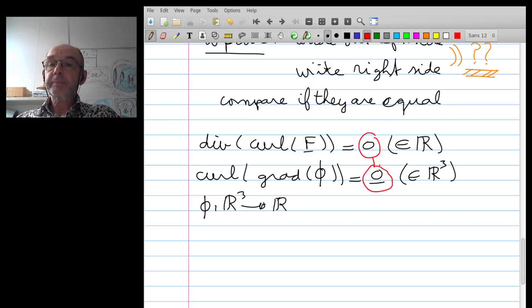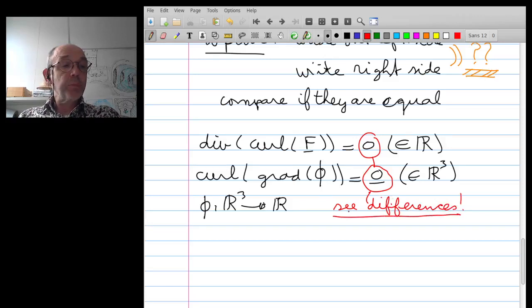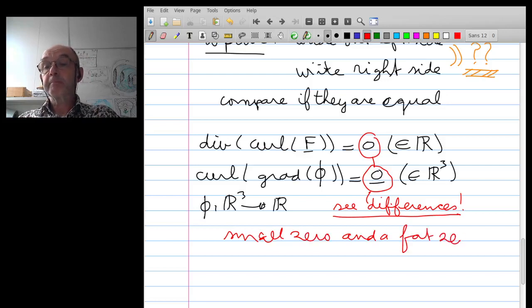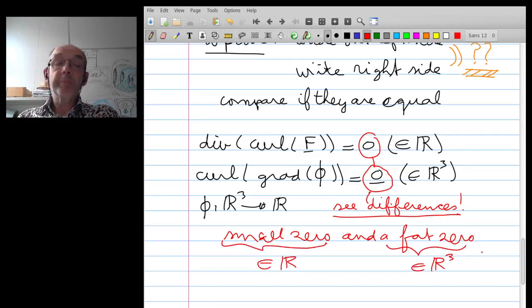See the differences: the one is a small zero and the other is a fat zero. That small zero is an element of R, and that fat zero is some vector, so that is an element of R3 or R2, depending on where you are working.